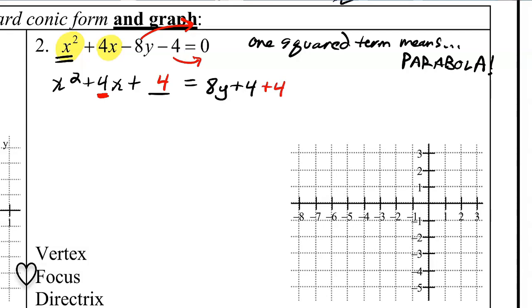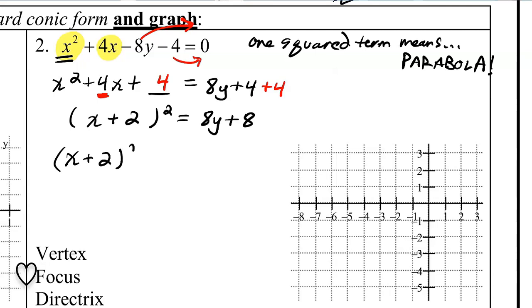So that would give us, we can factor on the left to be (x + 2) squared. And on the right side of the equation, we'd have 8y + 8. Now we just need to take a greatest common factor out of the right. So our final answer would be (x + 2) squared equals 8 times (y + 1).